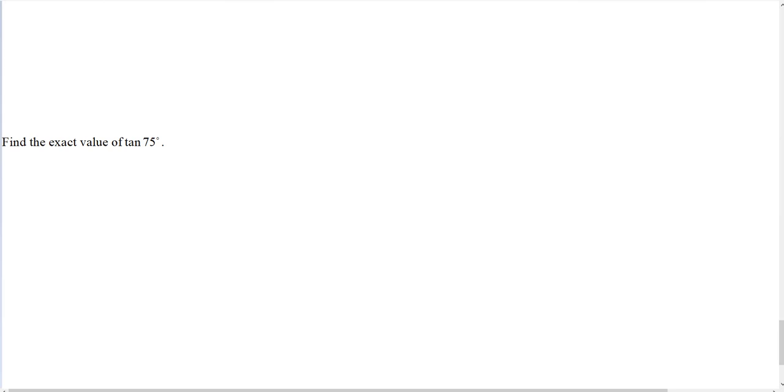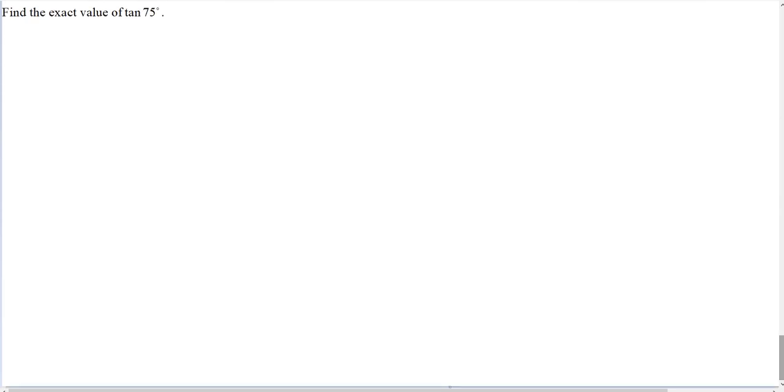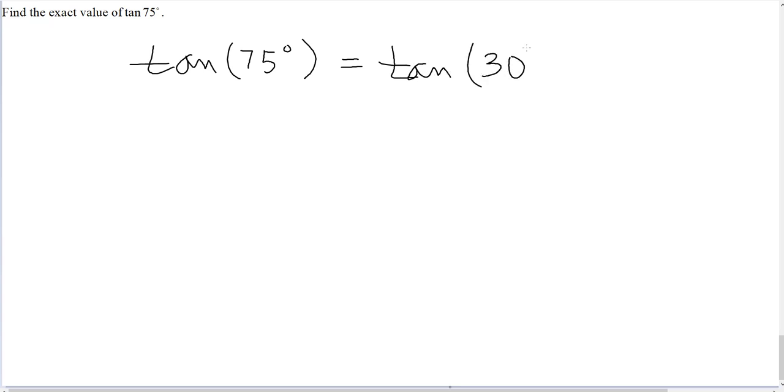Tangent. So this example is a tangent sum identity. Because tangent 75, I want to get an exact value. Tangent 75 is 30 plus 45. The reason I chose 30 and 45 is because those are special angles. You know already what the tangent 30-degree value is, and you know already what tangent 45 is. So that's a sum identity of tangent 30-degree plus 45-degree.